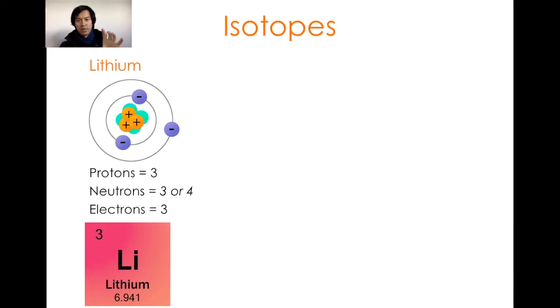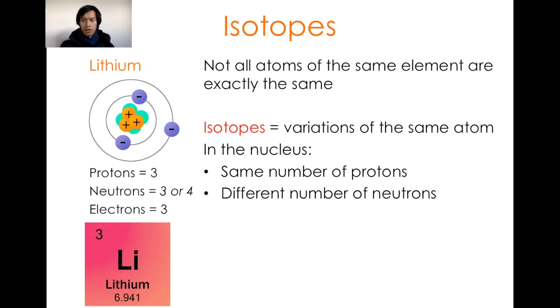Think of an element as being like a species of the same atom, right? Individuals within that species can differ slightly. And in this particular case, you actually have two main different types of lithium, okay? And those variations are what we call isotopes. Isotopes are variations of the same species of atoms, the same atom, because they'll have the same number of protons and electrons, but they have a differing number of neutrons, okay?